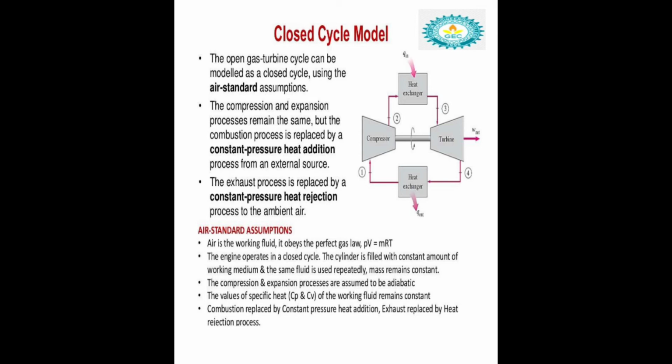But after expansion in the gas turbine, the hot gases are not released into the atmosphere directly. From this exhaust hot gas, we are removing the heat with the help of a heat exchanger. This heat removed is used as input air to the compressor. So the cycle is closed. That's why it is called a closed cycle gas turbine.